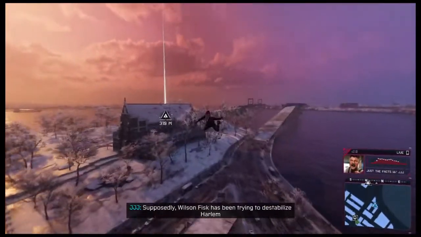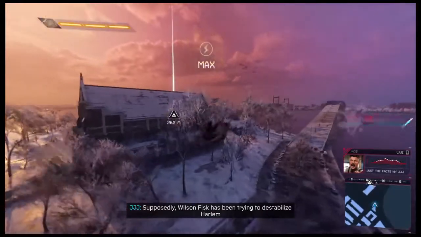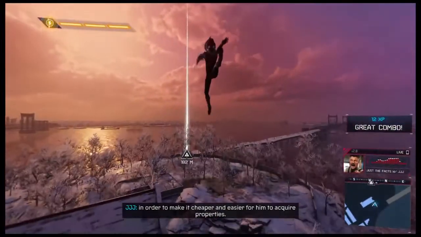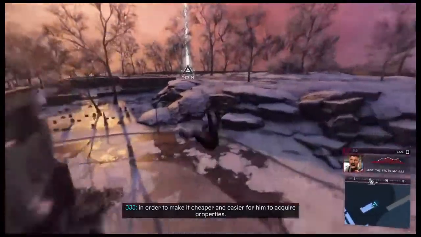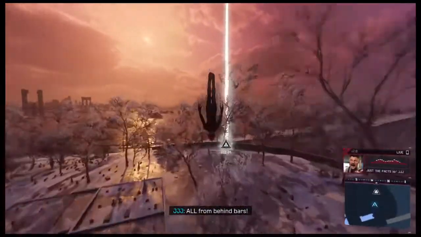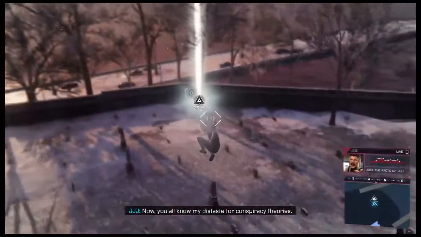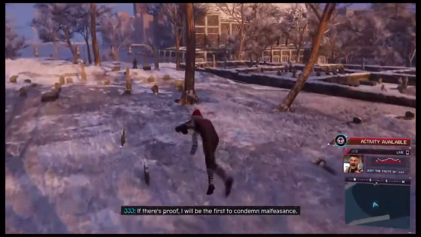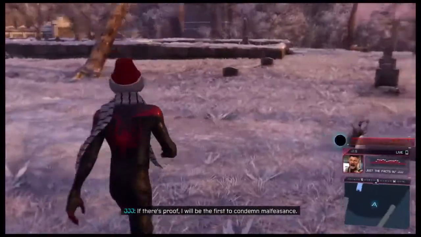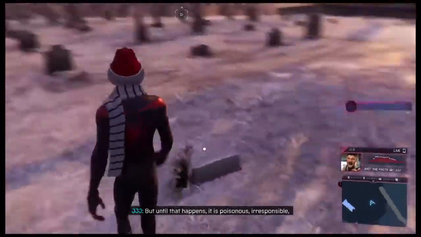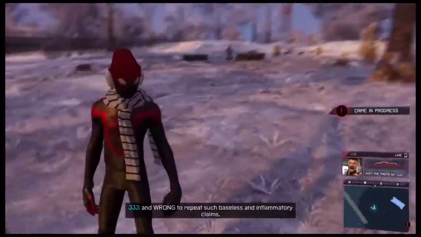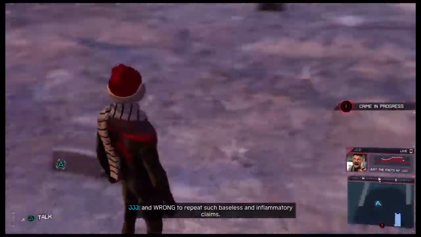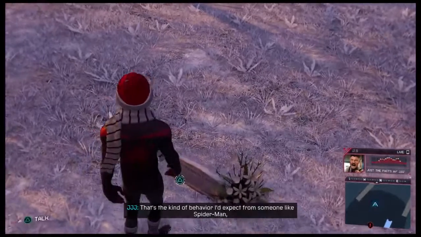Is there any debate? Wilson Fisk has been trying to destabilize Harlem So in you order would have to to make wait it to be cheaper and recognized. easier for him to But acquire yes, property. you did that All correctly from again. behind bars. And so Now, again in you this all know my case, distaste he would for say conspiracy. he would start off the If there's debate. proof, Somebody I will else be the would first jump to in with their condemn point. Another But person would until jump that in with their happens, point it is until poisonous, pretty much everyone irresponsible, has had the and chance to wrong speak to repeat such in baseless and favor of the motion inflammatory and claims. against the That's motion. the kind of 'Cause you behavior wanna I'd be expect able to from hear someone both sides.